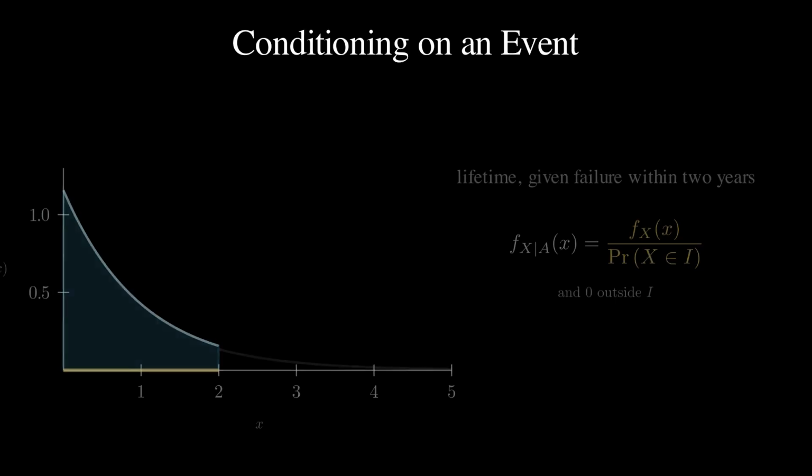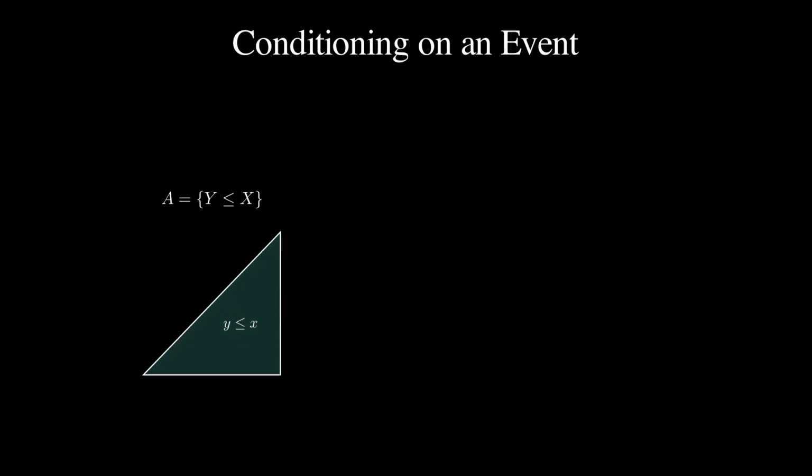And the event need not involve X alone. Condition 2 exponential arrivals on Y at most X, and integrating the joint density over a triangle hands back a clean conditional density for X. Any region of the plane can play the role of A.